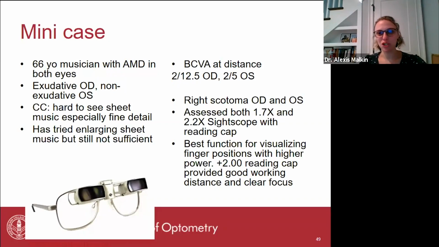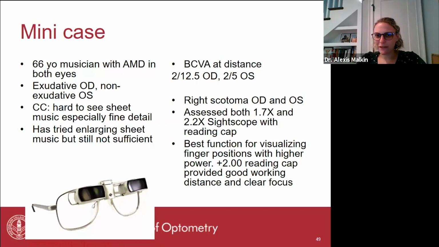His acuities were 2/12.5 or 20/25 in the right eye, and 2/5 or 20/50 in the left. And he has a scotoma just to the right of fixation in each eye. Because he had an intermediate goal and he needed his hands to be free, I went to a spectacle mounted telescope. As you can see here, it's the Sightscope. It's a fixed focus telescope, and it has a reading cap for his working distance.